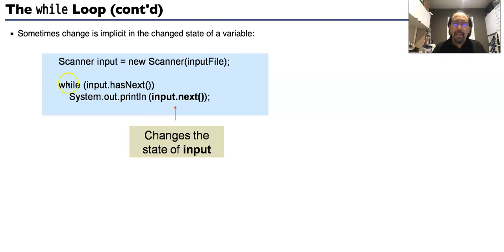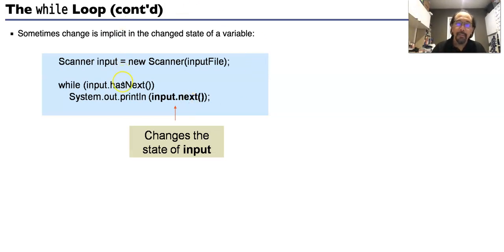Now sometimes the change of the variable is not obvious. It could be hidden or implicit. Here's an example where we have what's called a scanner object, which is basically a sequence of characters. We're asking, is there another character? The hasNext method returns true or false depending on whether there are more characters in this sequence. If there is, we get that next character using the next method, which returns that character and takes it out of the sequence.